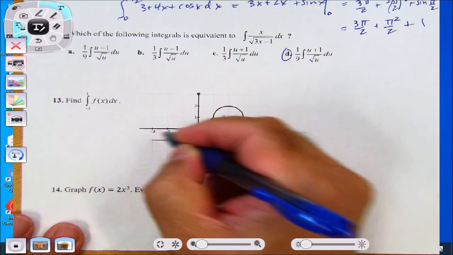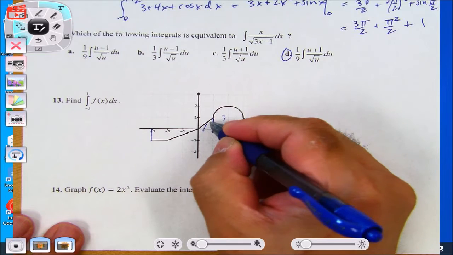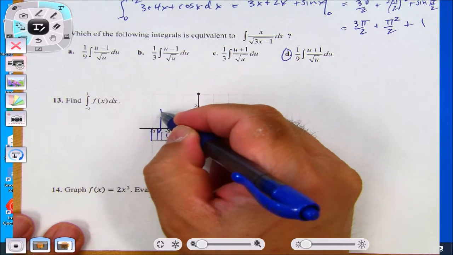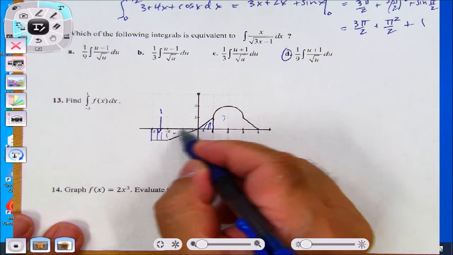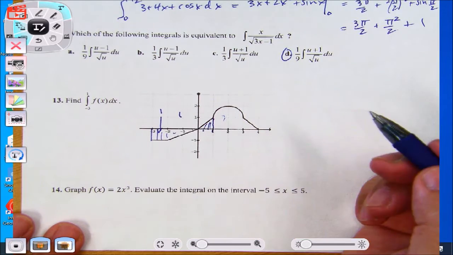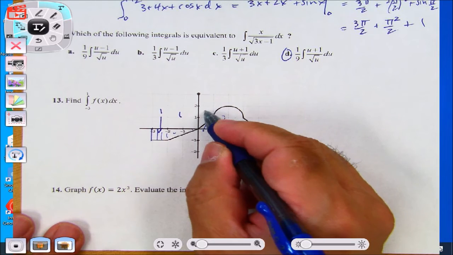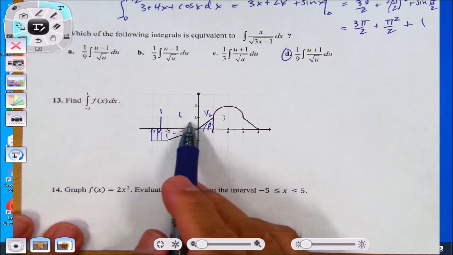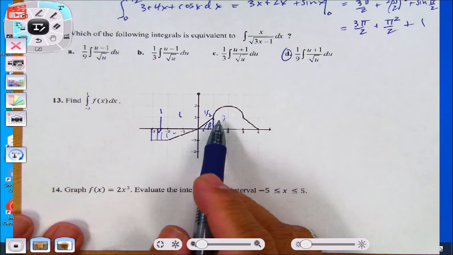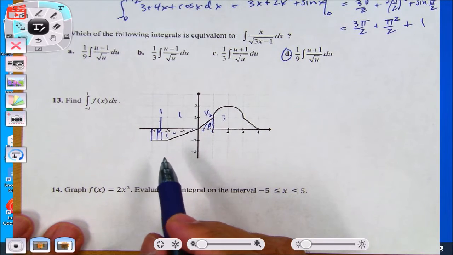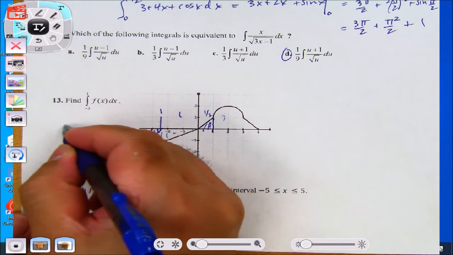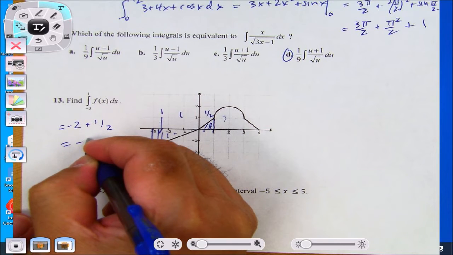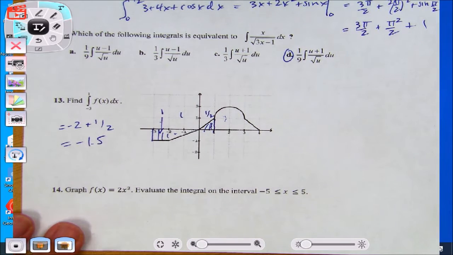So you're going from 1 to -3, right? So you're looking for this area. This 1 square is worth 1 unit, and these 2 are worth another 1, and this one is worth a half. But those are negative, so that's -2 plus a half. You agree? So it's -1.5. All I have is my sign wrong.